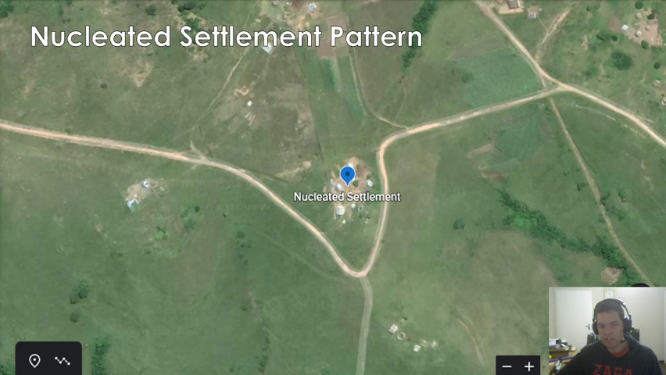Some of the advantage of this, which we'll go back to the nucleated one, the advantage of being a nucleated settlement is that you can share your resources and that it is more secure.